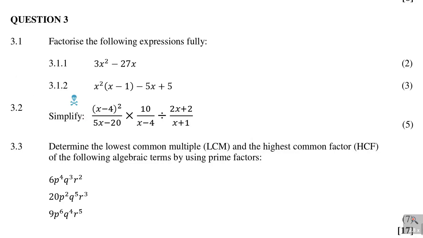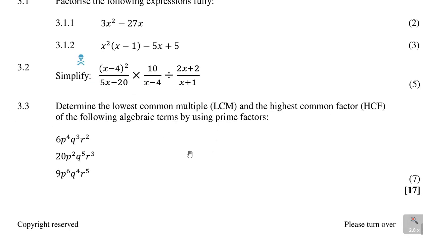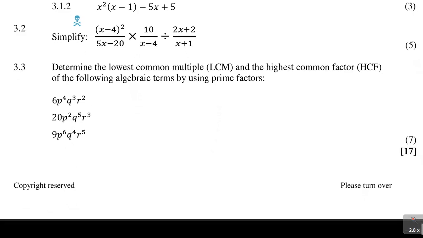Now, moving on, let us look at 3.3. It says determine the lowest common multiple, LCM, and the highest common factor, HCF, of the following algebraic terms by using prime factors. So how do we use prime factors? The first thing is, it's 7 marks. Okay, this is good marks. Start with your 6p^4q^3r^2.